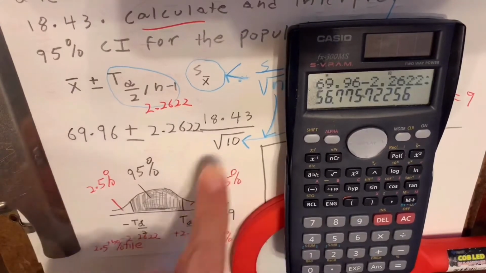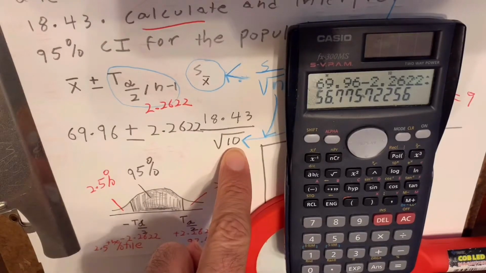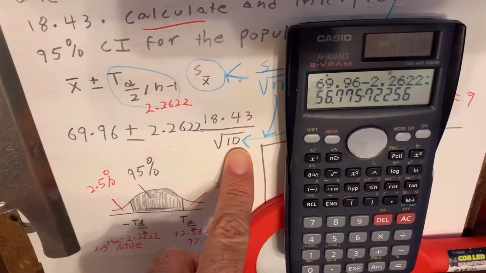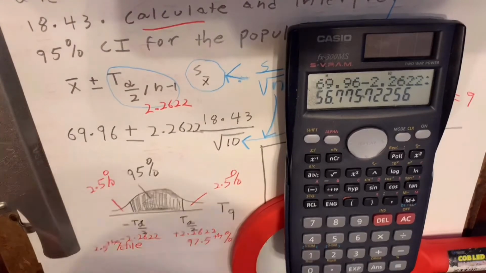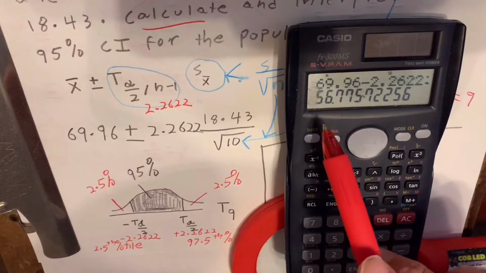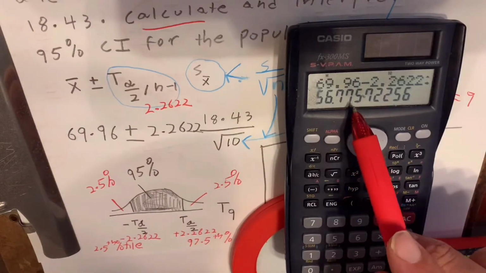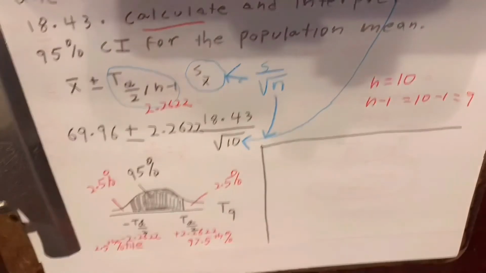And because this Casio calculator is such a well-designed calculator, I didn't even have to mess around with parentheses for the radicand of this denominator. It's just a really great calculator to use. And this tells us that the lower bound of this 95% confidence interval is 56 point, now I'm going to round this 7 up to an 8. So 56.78, I want to write that down.